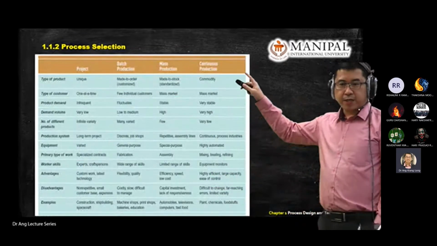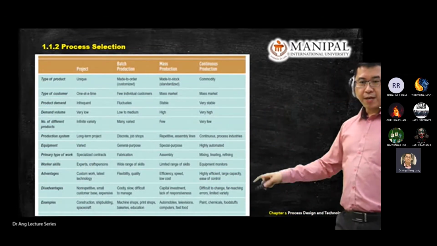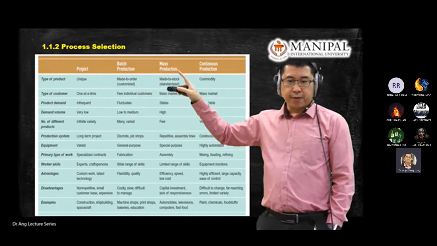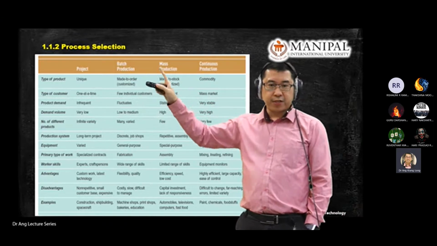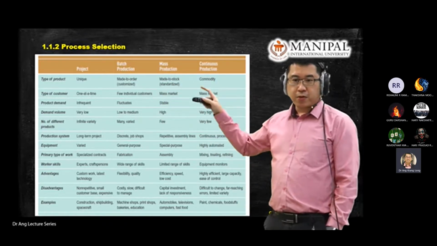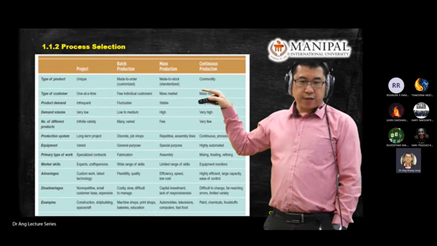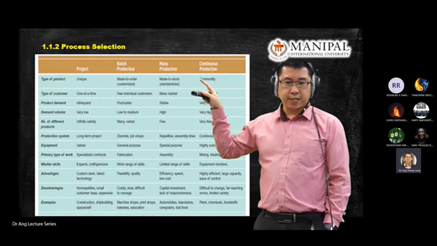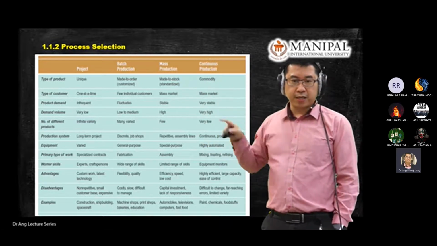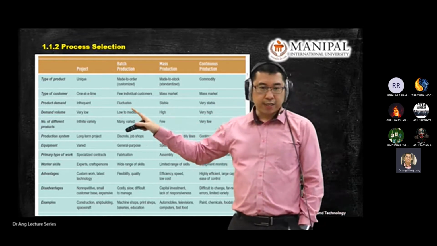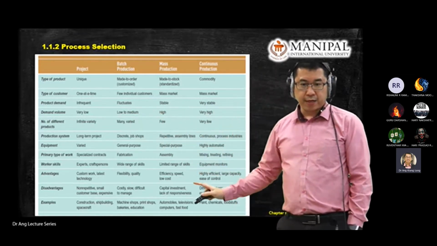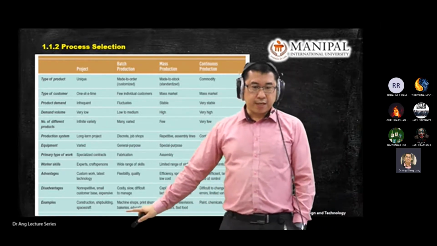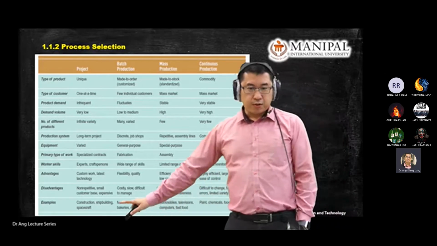This is the table that will help you to sort and look at. So for example, you have 4 columns: project, batch, mass, and continuous. So it gives you a very detailed explanation of the criteria. For example, type of products. If they fall under continuous, it is commodity, and so on. You can see the volume, the demand, and what the differences are. Okay, and yeah, this example here, you can have a look.